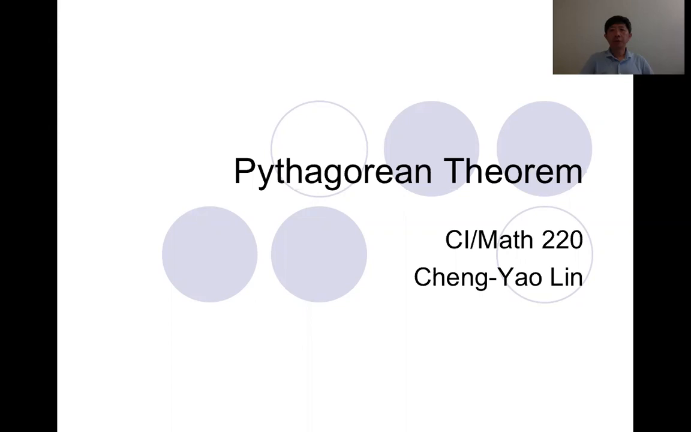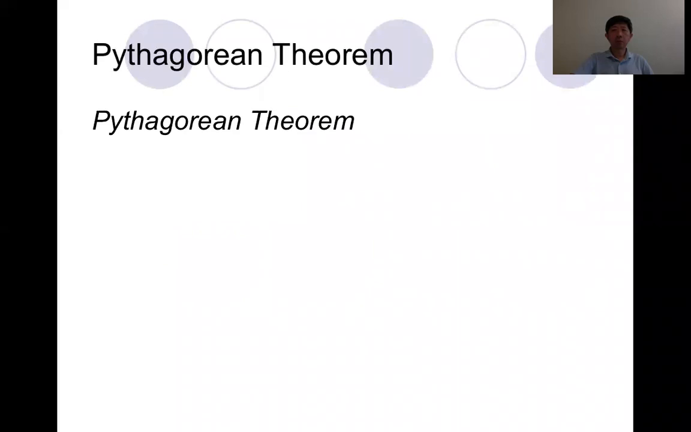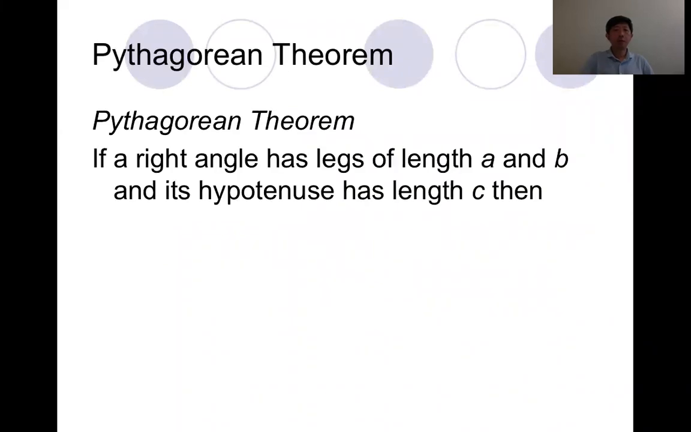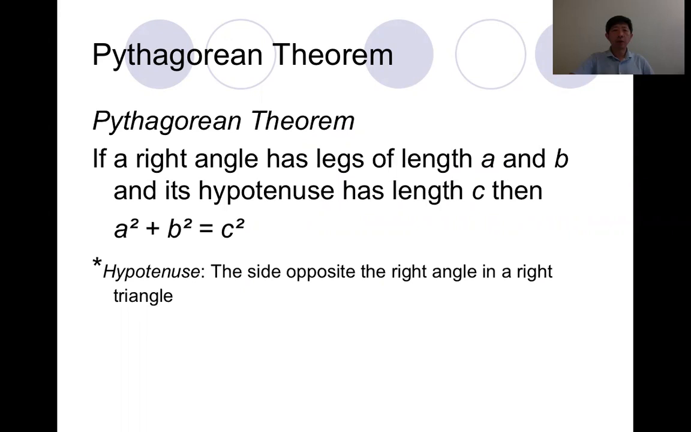Today we will learn about the Pythagorean theorem. If a right triangle has legs of length A and B and its hypotenuse has length C, then A squared plus B squared equals C squared. Now what's the hypotenuse? The side opposite the right angle in the right triangle.